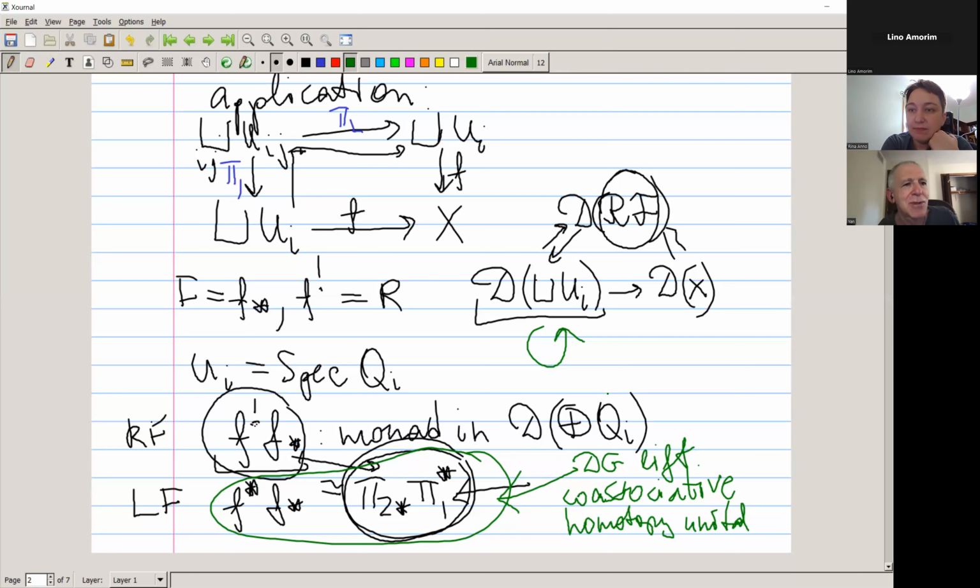And I recall that Toen developed some machinery within his approach to derived algebraic geometry. I'm just curious whether it gives the same notion. Yeah, I don't know. I haven't looked at that. Okay.